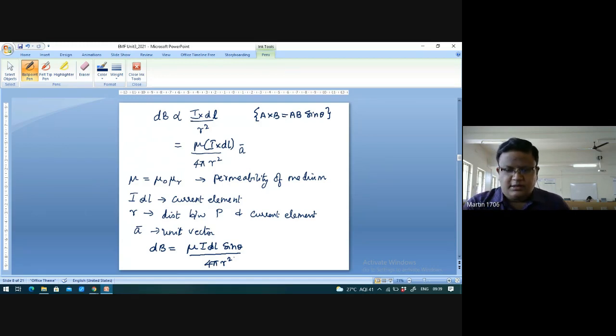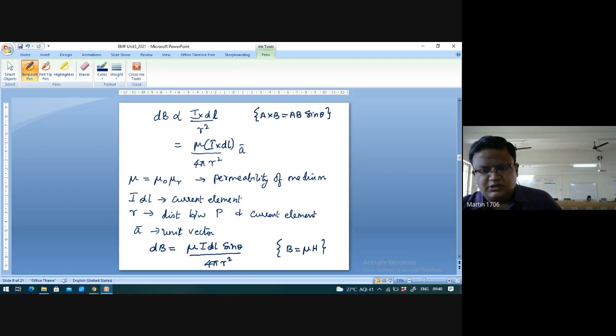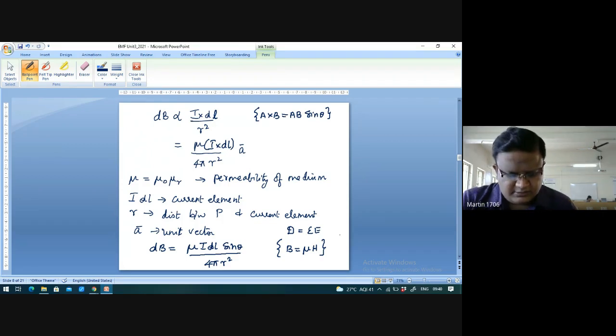Now we can relate this to an expression we already know for magnetic flux density. What is magnetic flux density? B is equal to mu into H. You know the relation. Similarly in the electric field we define D is equal to epsilon into E. Just to see the resemblance, it is the same property, but the representation and terminologies are different.